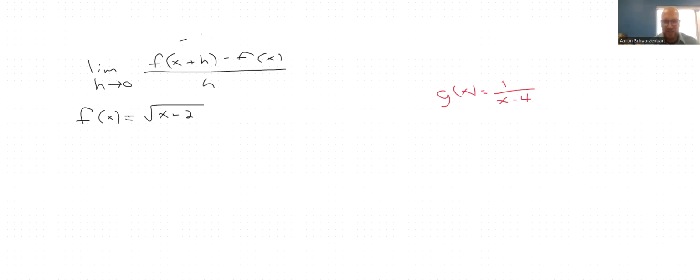Okay, so we're going to find these two derivatives using the definition of a derivative. The definition of a derivative is written up there. I'm going to do the limit as h approaches 0 of f of x plus h, that's square root of x plus h plus 2, minus f of x, that's square root of x plus 2, all over h.